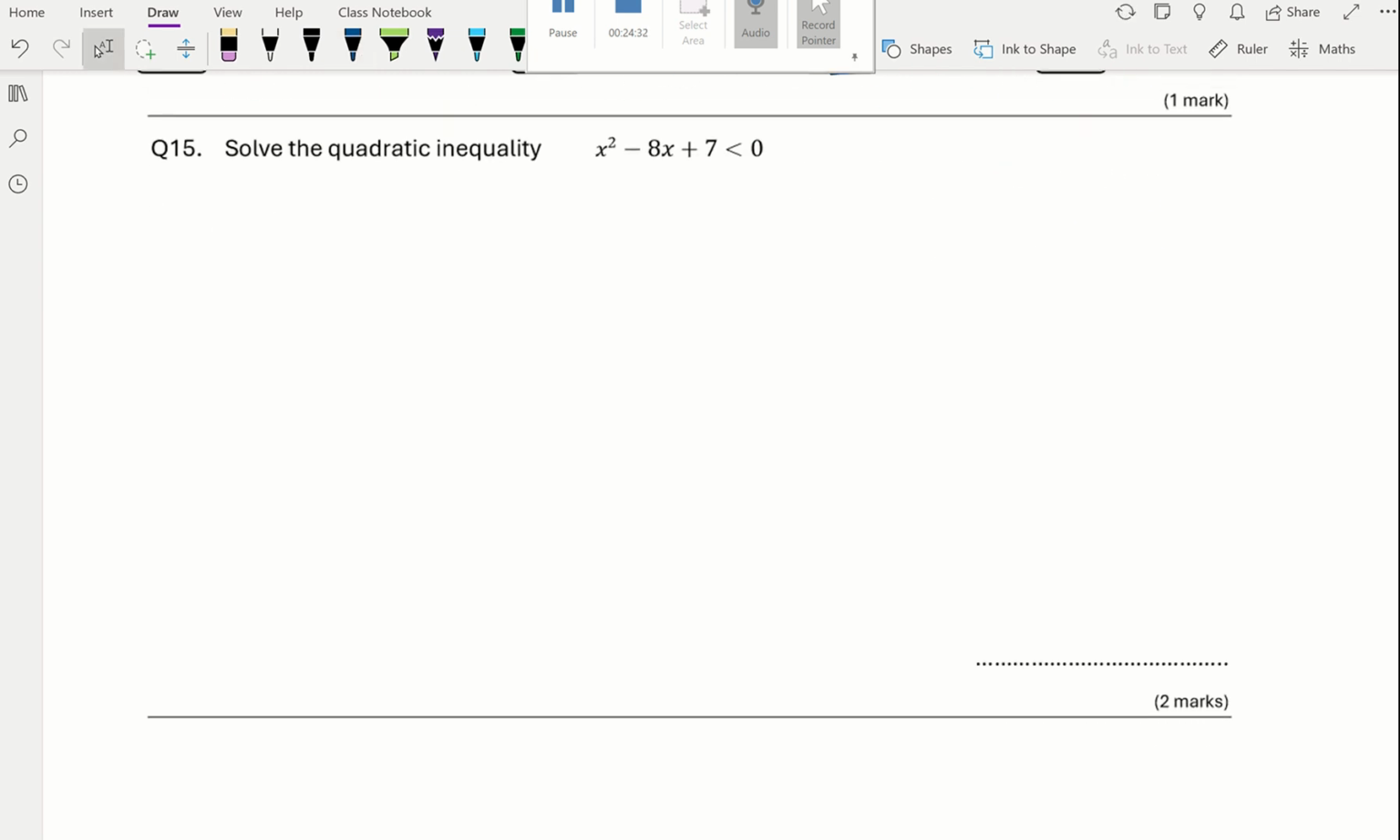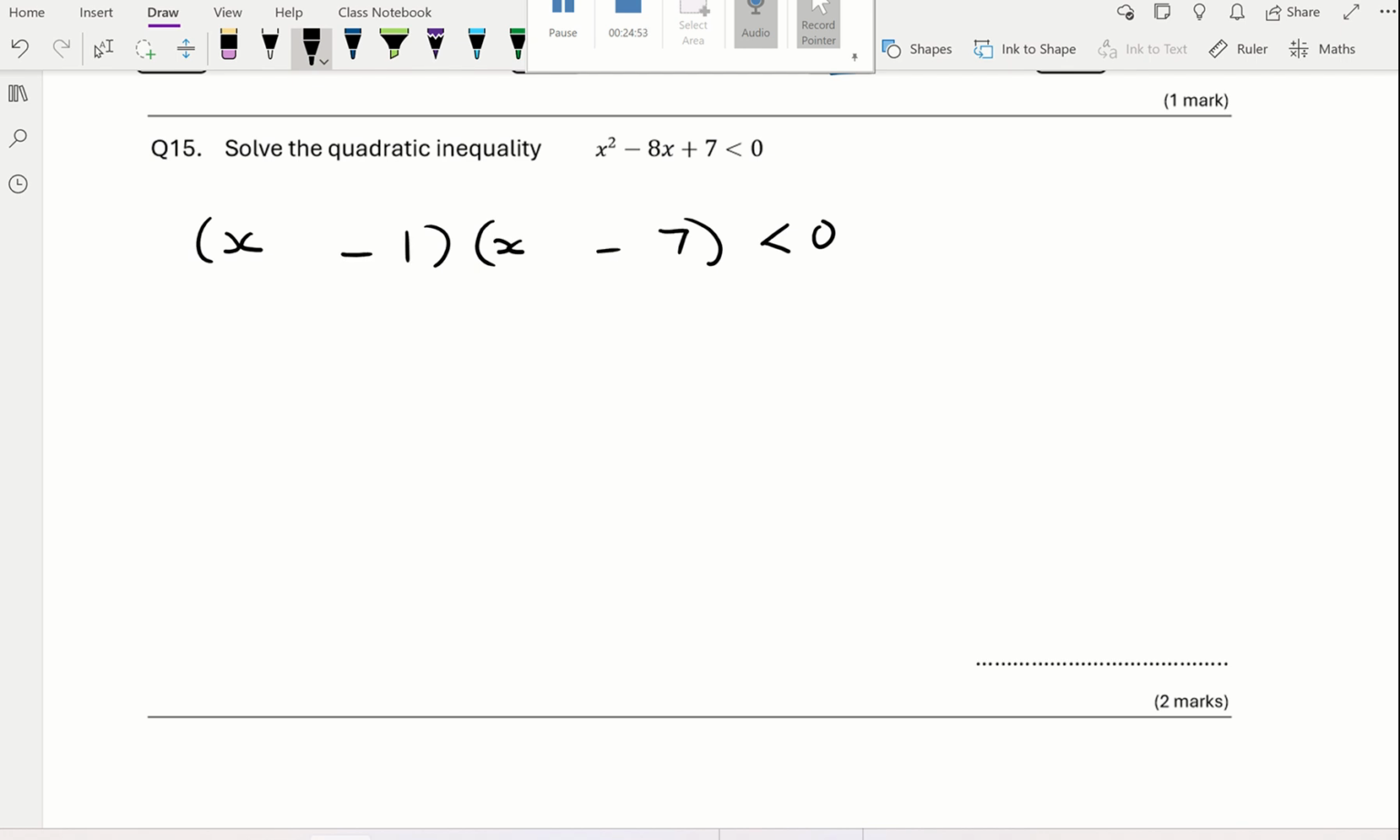This says solve the inequality. You can use the quadratic formula. You can factorize. So let's have a look. x and x, 7 and 1, minus and minus. So your critical values, you have to really draw a graph. X equals 1, x equals 7. So those are the critical values, 1 and 7. And it says it's less than 0, so it's that part. So you write it as one inequality: x is bigger than 1 and smaller than 7.